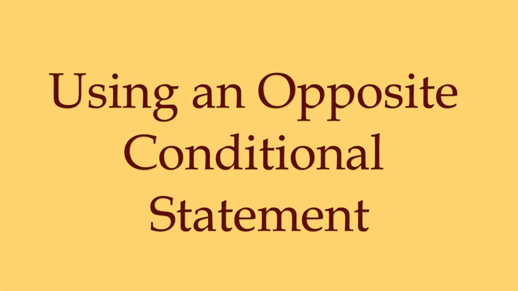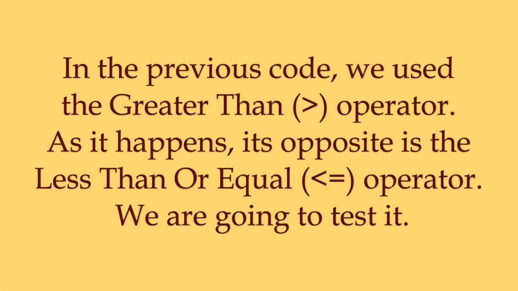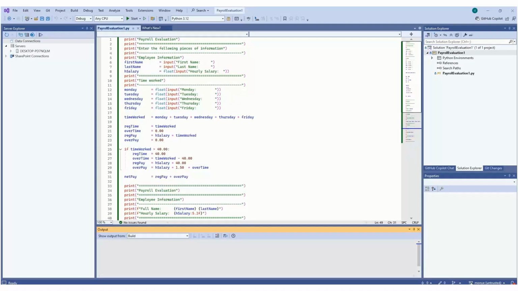Using an opposite conditional statement. In the previous code, we used the greater than operator. As it happens, its opposite is the less than or equal operator. We are going to test it. Change the code as follows.